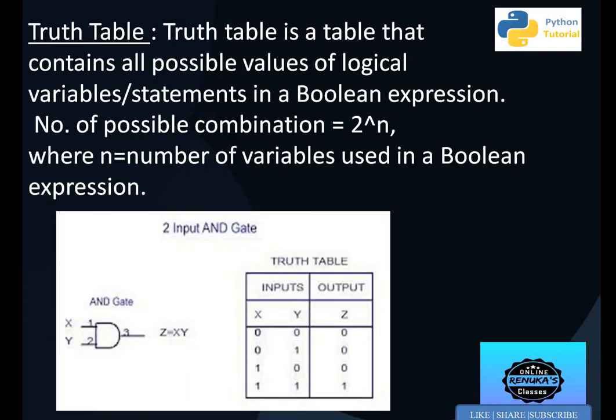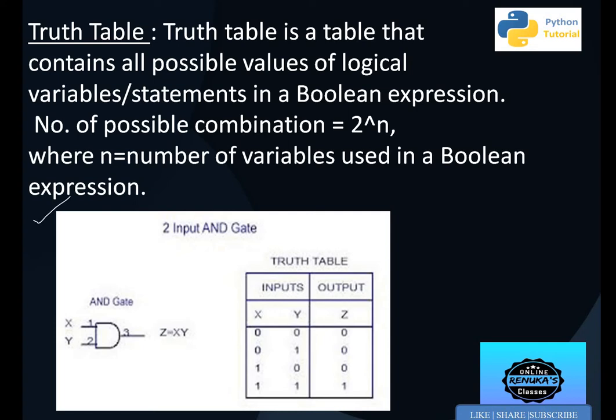So next come the truth tables. A truth table is a table that contains all possible values of logical variables. So for as many values as you can, you store the possible combinations and then find out the result for that Boolean expression. So we'll consider this example.